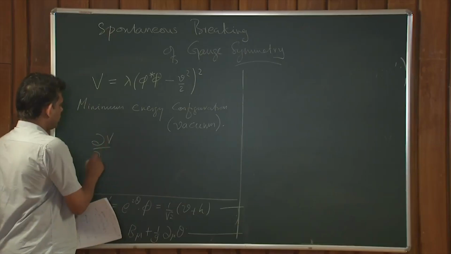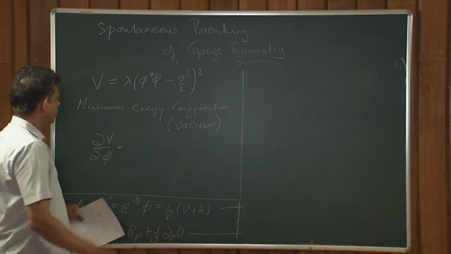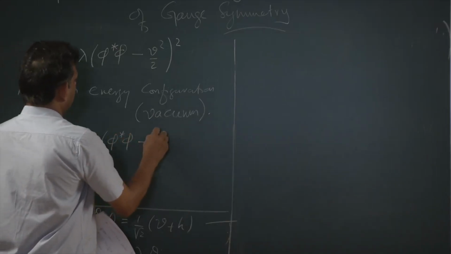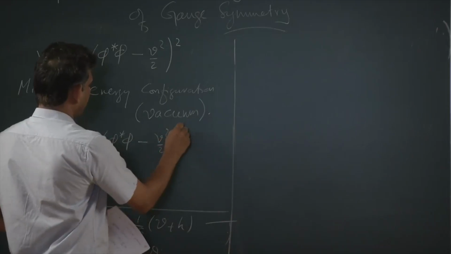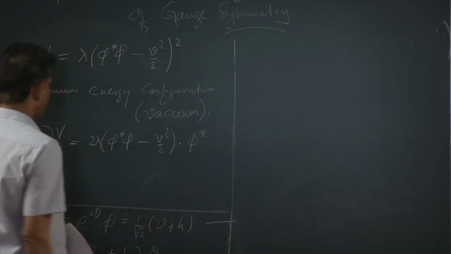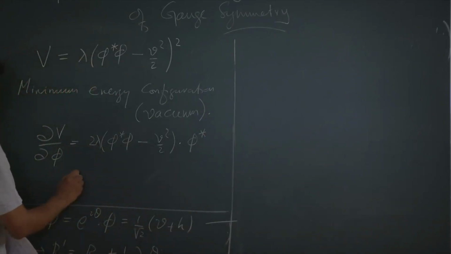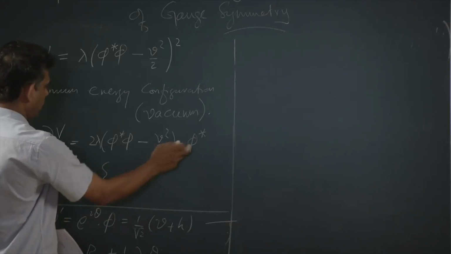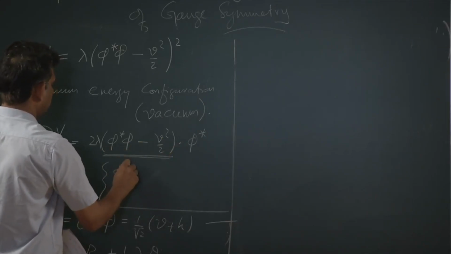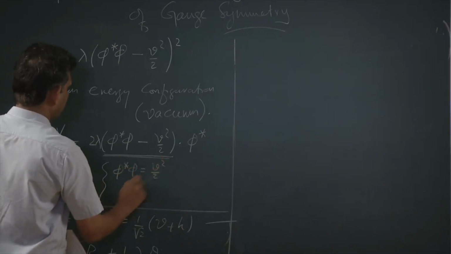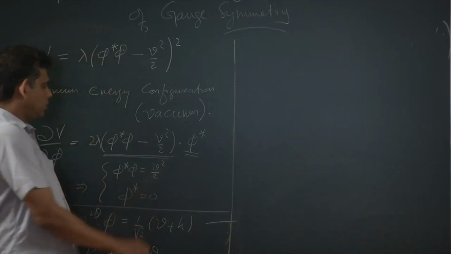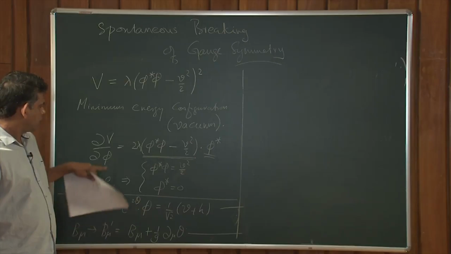So, here we can ask the question, what would be the minimum of this, which means we can go by the usual way. We can get this by differentiating this, taking phi and phi star as two independent degrees of freedom. Setting it to 0, we get the extrema, minimum or maximum. So, that will give you two ways. One is that this is 0, so phi star phi is equal to V square by 2, or this is 0. So, there are two configurations which correspond to the extremum, derivative vanishing.